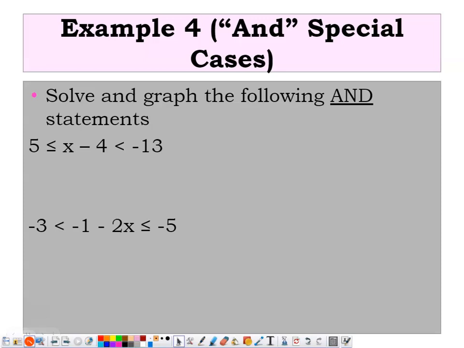Greetings, mathematicians. We have example 4, the AND special cases. Solve and graph the following AND statements.